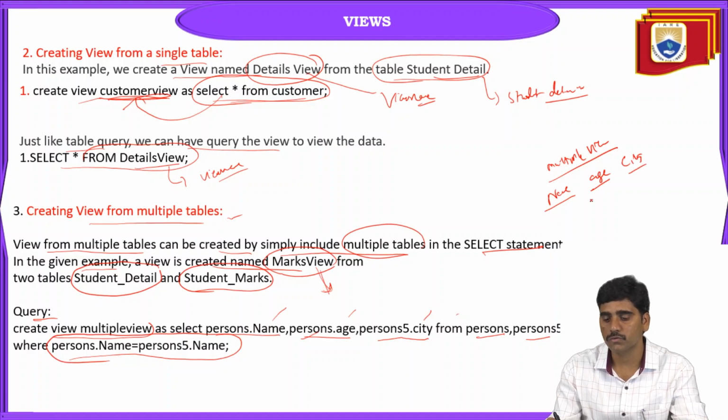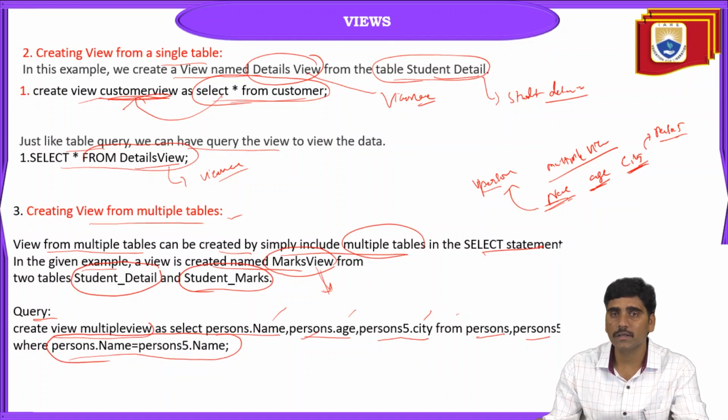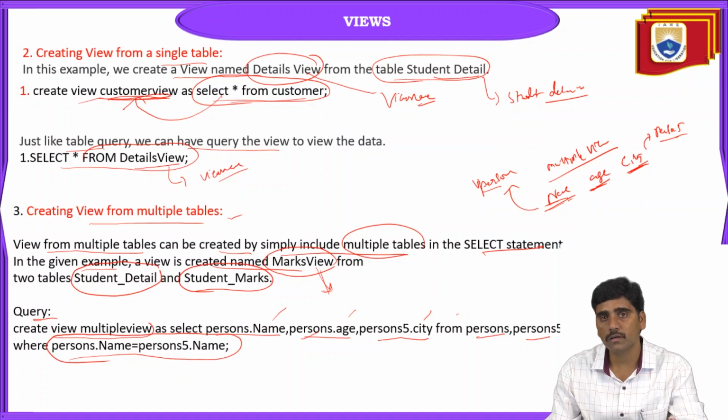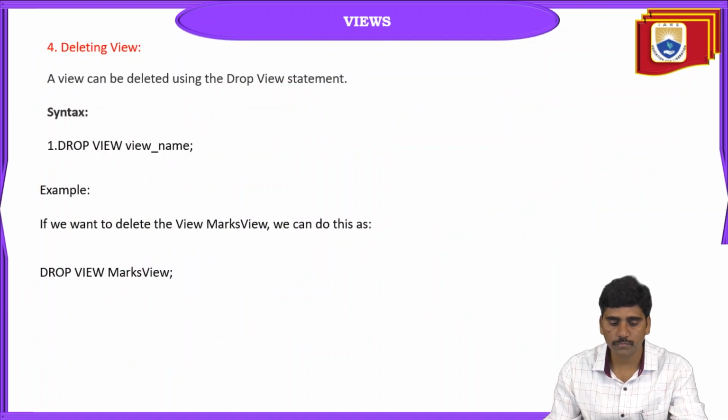Name and age come from the persons table and city from the persons5 table. So from these two tables, persons and persons5, we are creating a view with these three columns. Now the view is created from multiple tables.